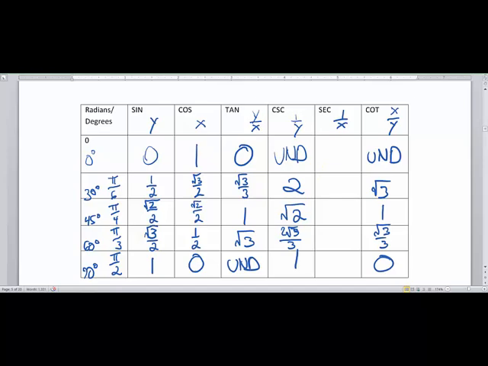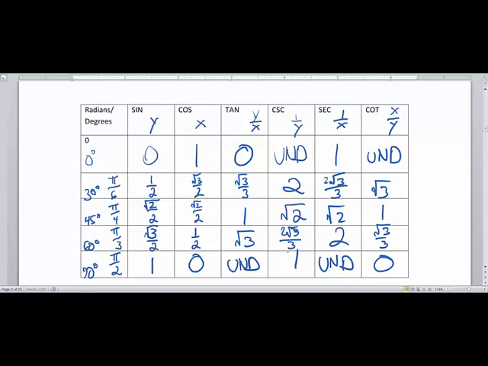And then once we know the cosecant column, we can follow it backwards and get the secant column by starting with the bottom, which is the same as the top, then 2, then square root of 2, then 2 square root of 3 over 3, and then finally the answer up here is 1, because that's a reciprocal of 1.